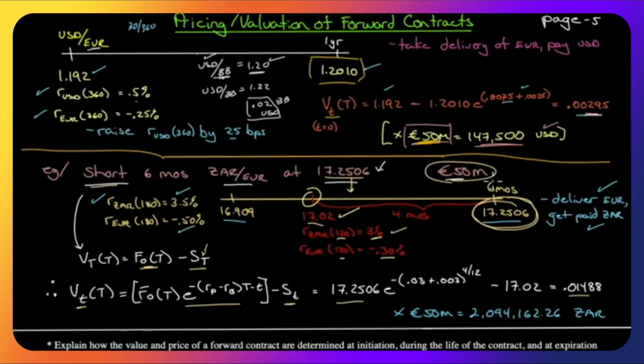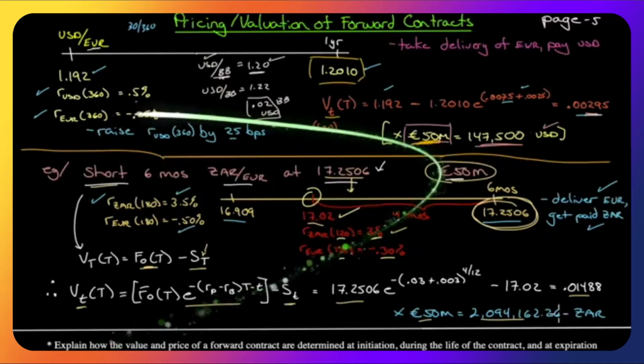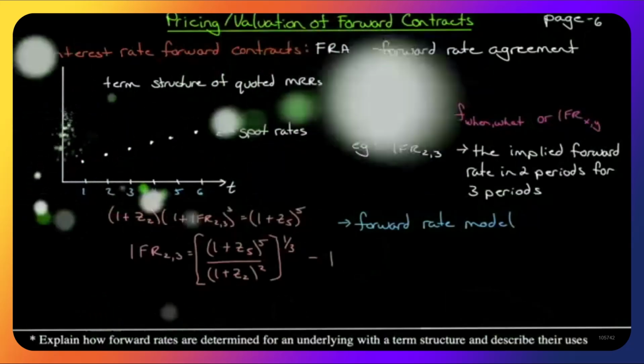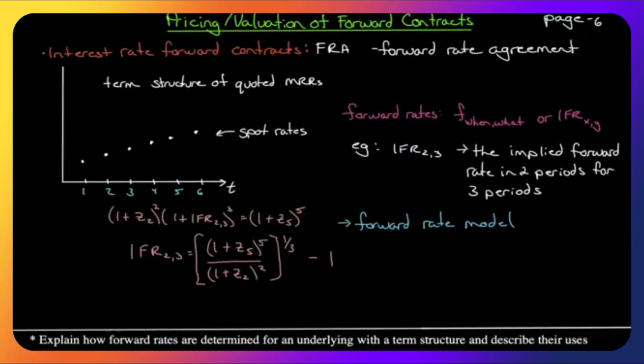Think of the baseball again. I buy a baseball for $1.20. I sell a baseball for $1.25. Do I walk away with 0.05 baseball in my pocket? Or do I walk away with 0.05 of the price currency in my pocket? Clearly the price currency, right? There it is right there. Multiplied by 50 million and you will get 2,094,162 South African rand.